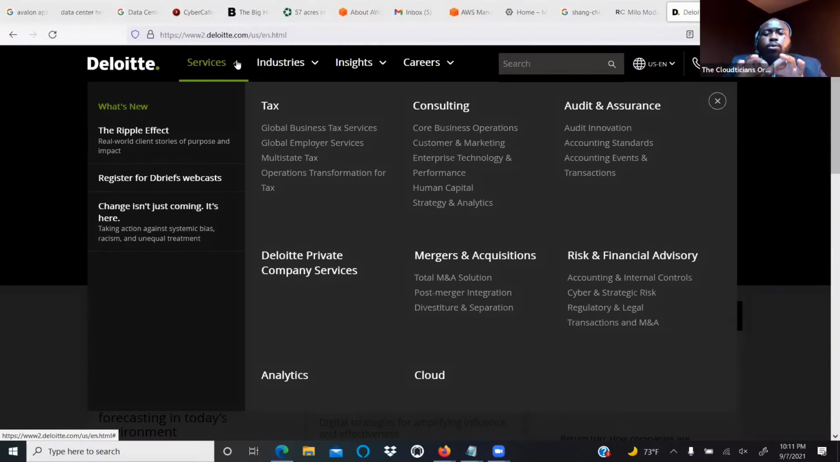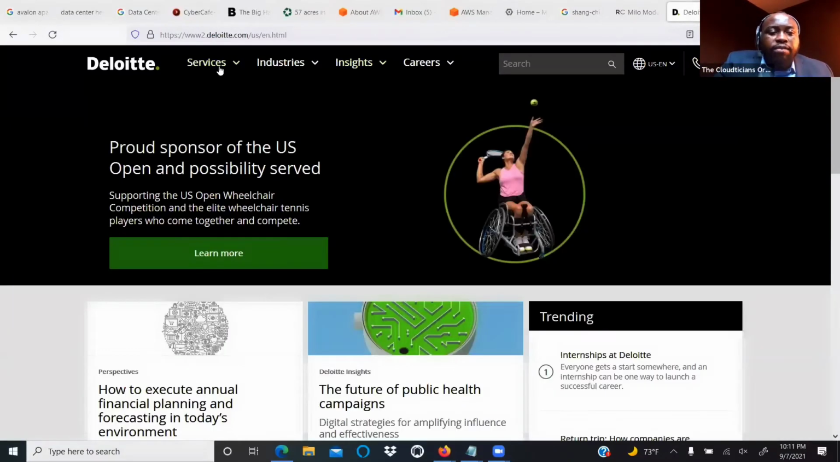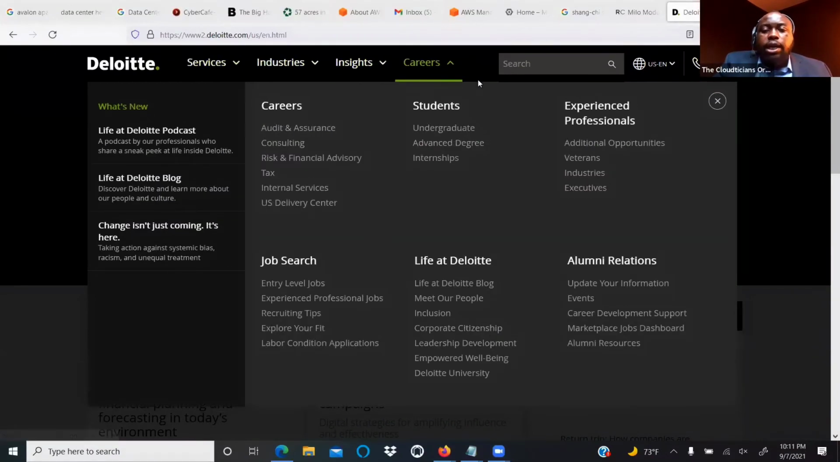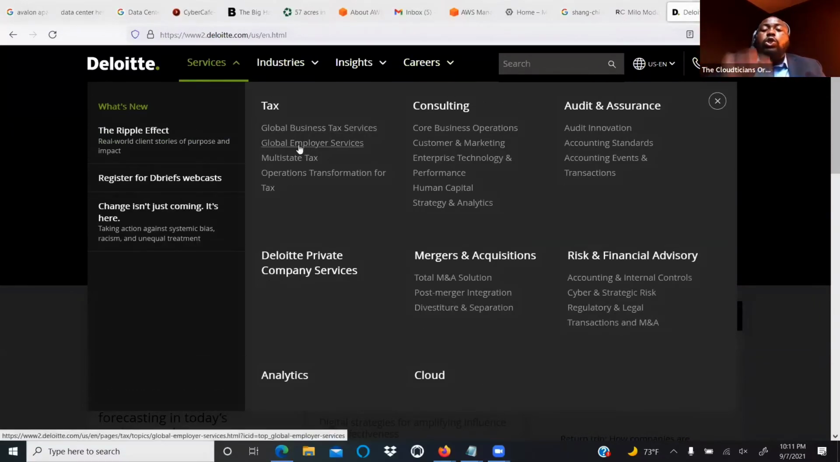So AWS, we're offering compute services. Under compute services, the technology we're offering is EC2, the Elastic Compute Cloud. AWS is using compute as a category. Or in a website, all these things you see here, services, industries, insights, careers, those are referred to as categories. Everything under a category is called a subcategory. It's the same thing in AWS.